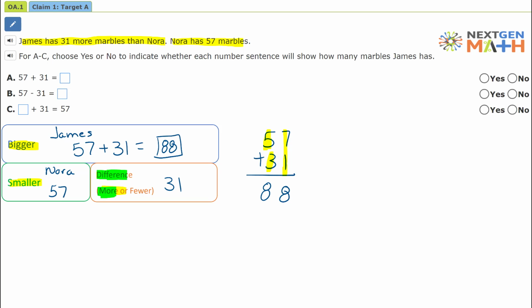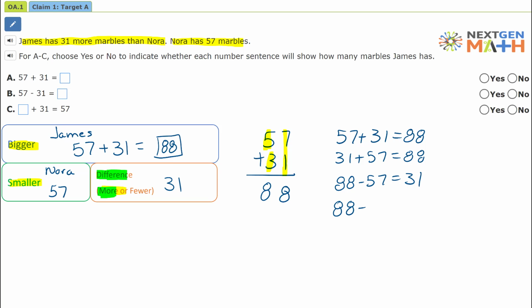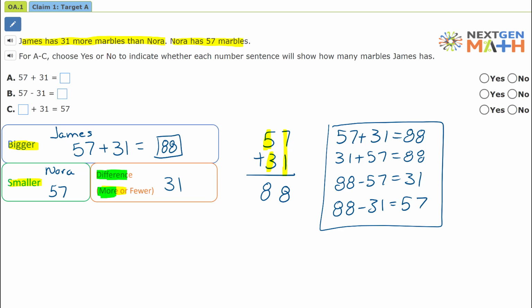So there are different ways we can write this problem. We have 57 plus 31 equals 88. Another way we could write it with the commutative property would look like this. We could also use subtraction. 88 minus 57 equals 31. And 88 minus 31 equals 57. So these are 4 different ways that we could write an equation based off of our diagram right here.